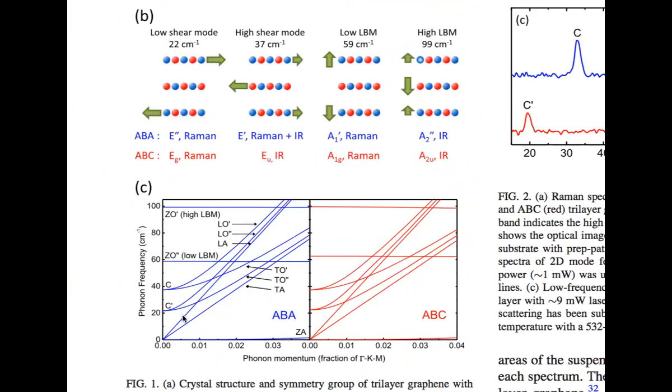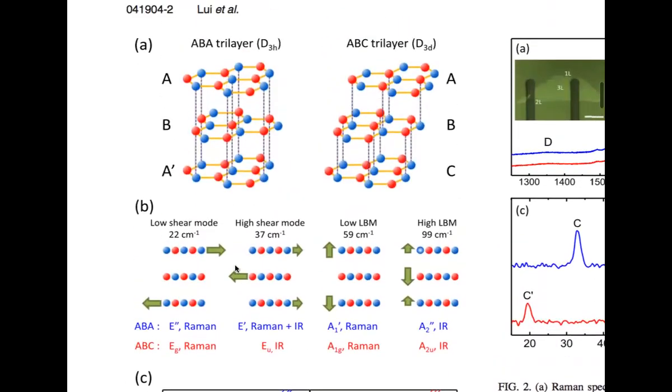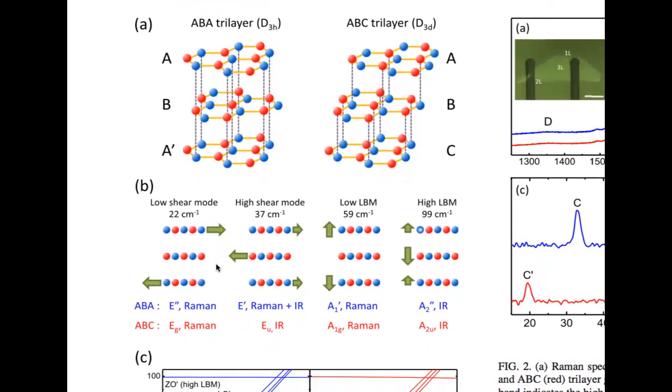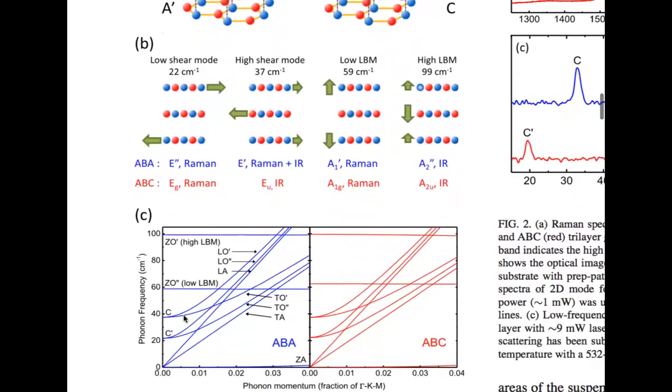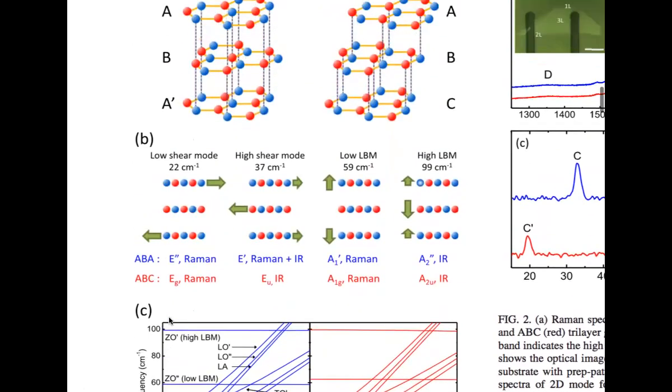So these are two acoustic modes. And this C and C prime are the two interlayer modes. These also have two interlayer modes. Then let's look at what they mean. Okay, so you see there's a lower frequency one and a higher frequency one. This is one mode, this is another mode. So this corresponds to the shear mode.